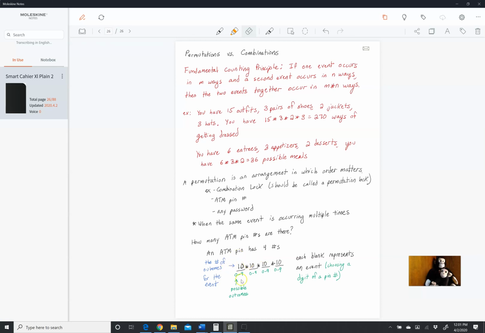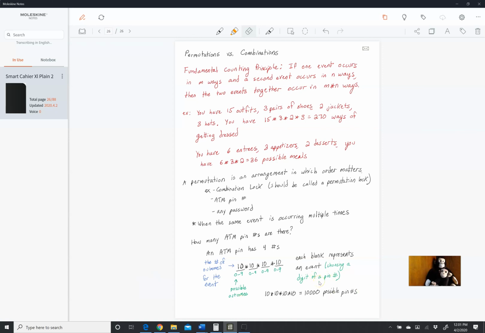So what we have here is 10 times 10 times 10 times 10, which is equal to 10,000 possible PIN numbers. Okay, so we have 10,000 possible PIN numbers.